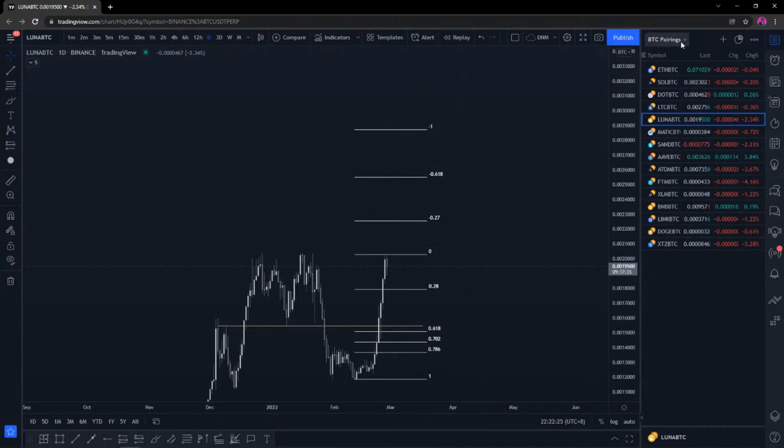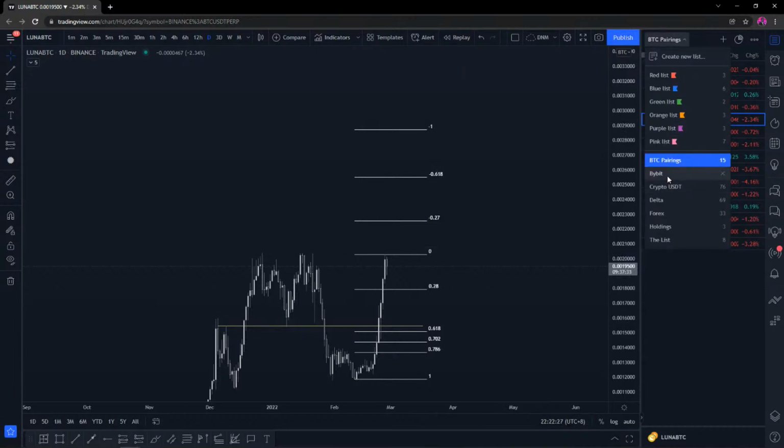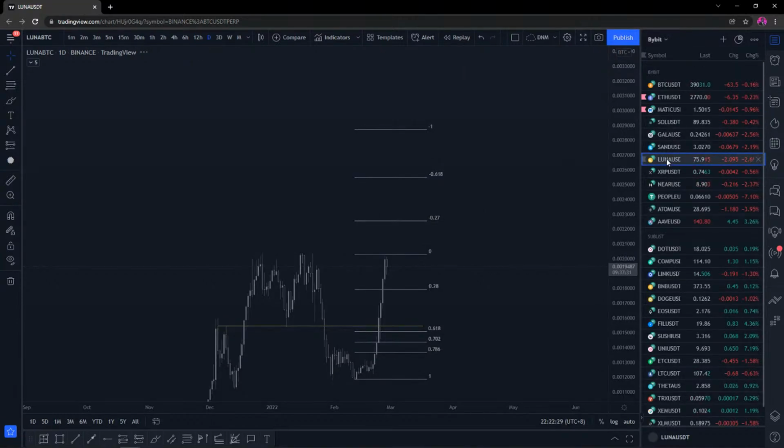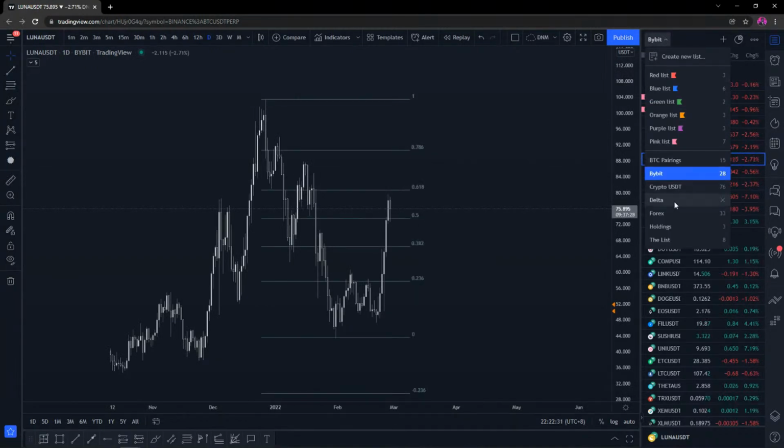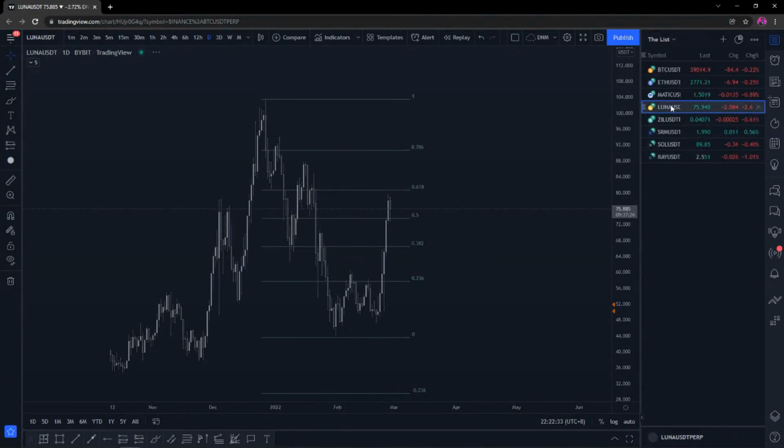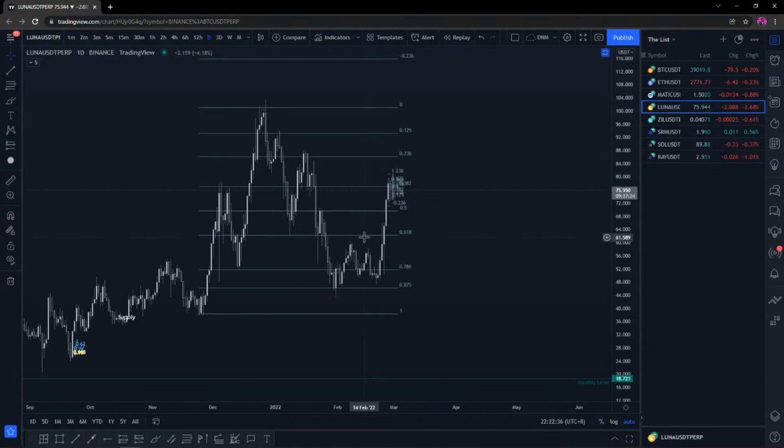But in saying that, let's take a look at the Luna chart now, and we'll look at the Binance one, because that's generally a bit easier to see and read.